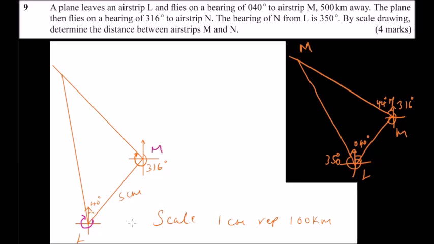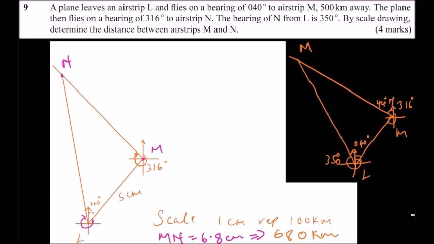So this is our M, this is now our N. And the question is, by scale drawing, determine the distance between airstrip M and N. If you measure from M to where the two lines have intersected at N, you find that MN is equal to 6.8 centimeters. And because we had defined our scale as 1 centimeter represents 100 kilometers, this is equal to 680 kilometers, and that is how you work out that question.